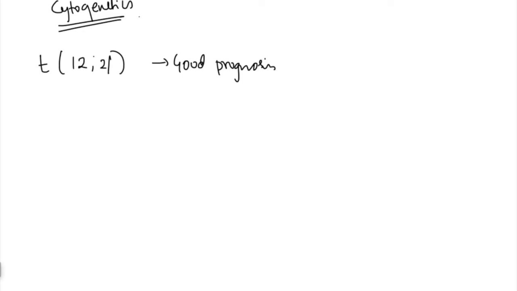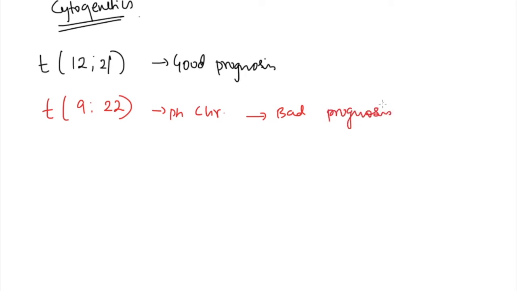Okay, and then this, you have a sense of familiarity here. It is 9;22, that is nothing but the Philadelphia chromosome. The Philadelphia chromosome is characteristically associated with CML. We all know that. And if it is present in CML, that means it has good prognosis. Apart from that, the Philadelphia chromosome can also be seen in cases of ALL, and if present, it is associated with bad prognosis. This is to be remembered. Another translocation is 4;11. This is also having bad prognosis. Okay, fine. This is regarding the translocations in cytogenetics.